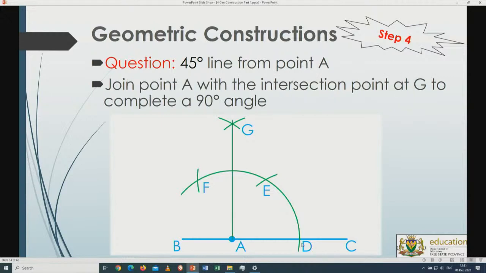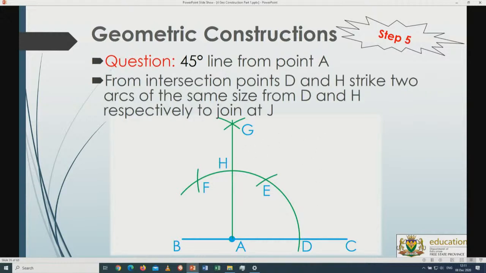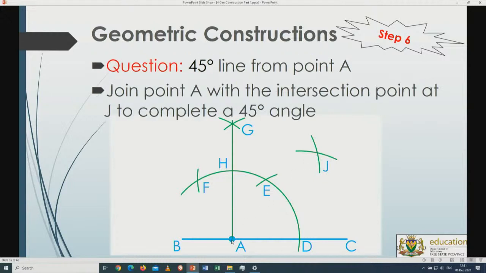In other words, from D outwards, strike an arc. You can imagine that this length should be a little bit longer now. And the same with this intersection point between E and F. Call it H, I can also strike the arc from H towards this point. That will give me the intersection point, and from A through J I will get the 45 degree line, which is 90 divided by 2.